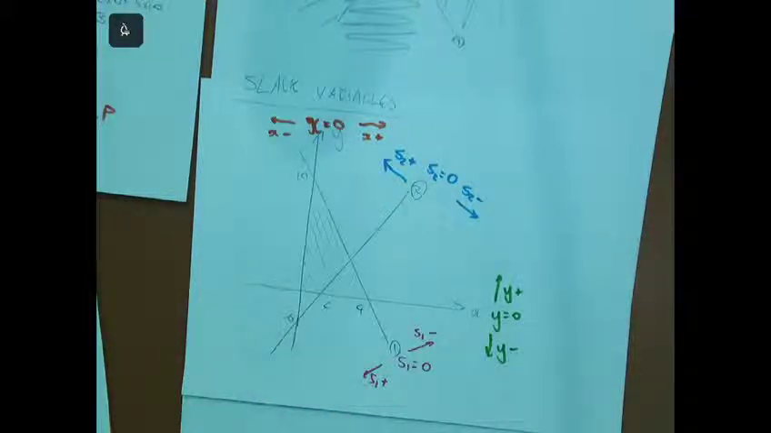So what we're going to do is figure out all the pairs of ones that aren't 0. And that's how you do slack variables. And that's why you do slack variables. I hope that makes sense.